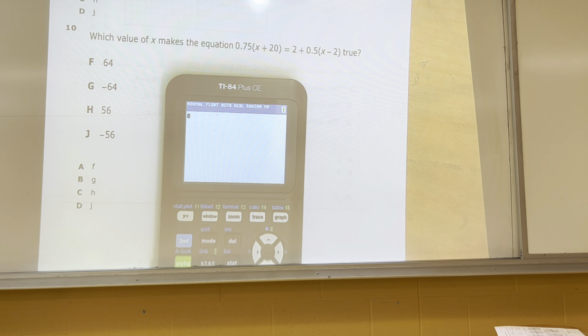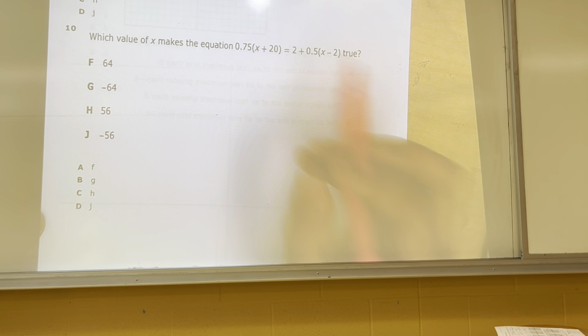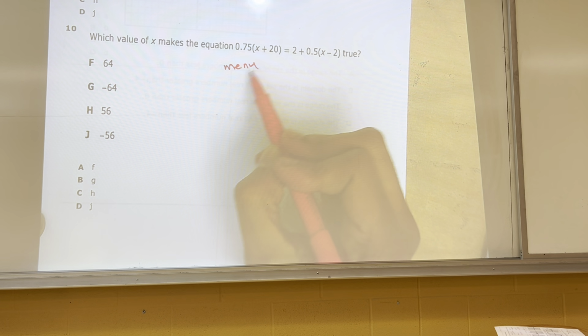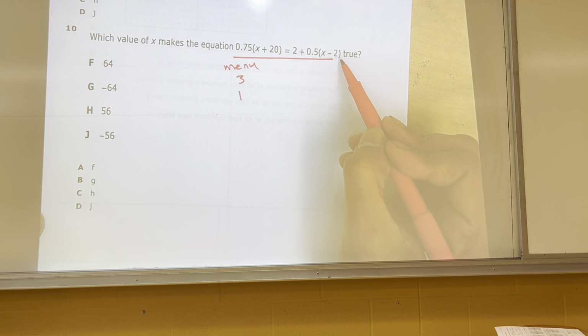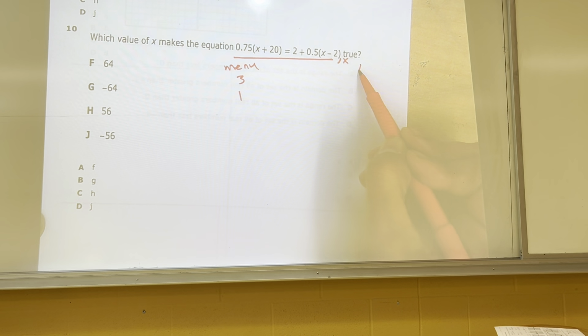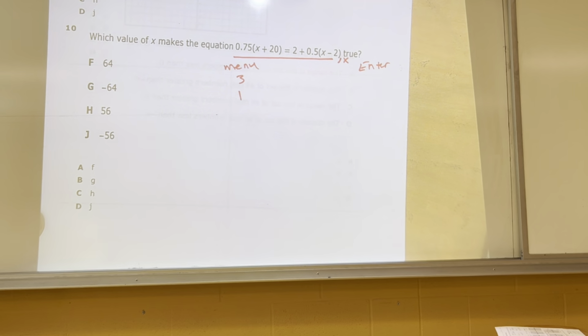Same concept. You know how to do menu, 3, 1, on the Inspire, yes? Don't forget to put the comma x. You would do menu, 3, 1. You would type this whole thing in. And when you get to this part, make sure you do comma x and then press enter afterward. That's for the TI-Nspire.